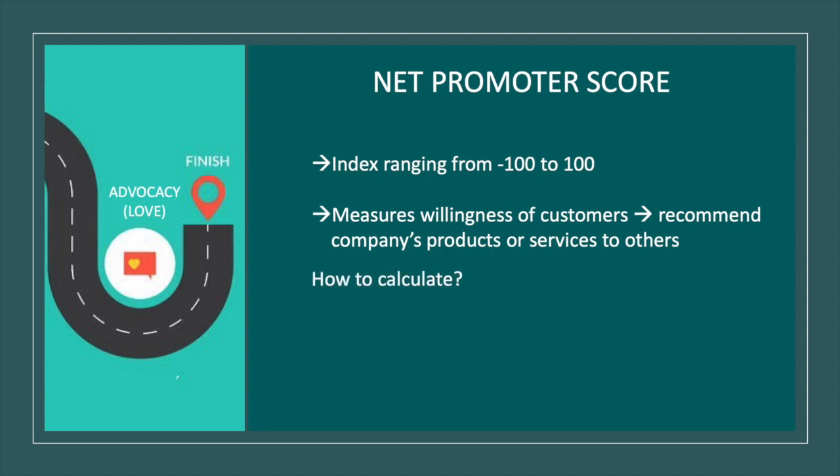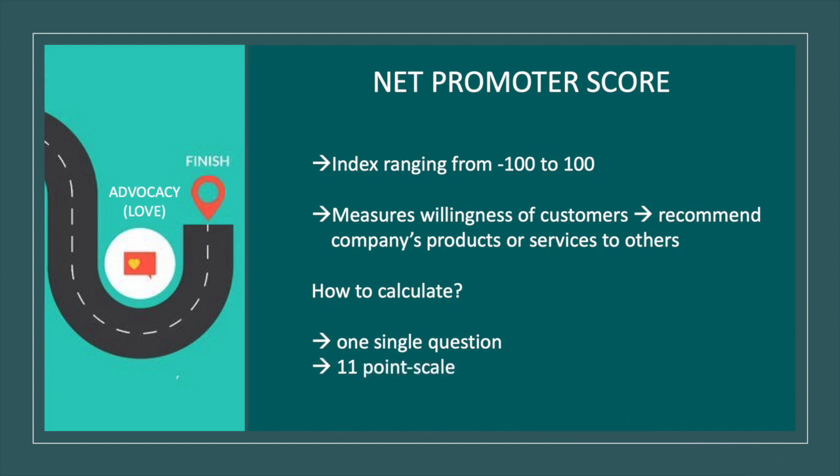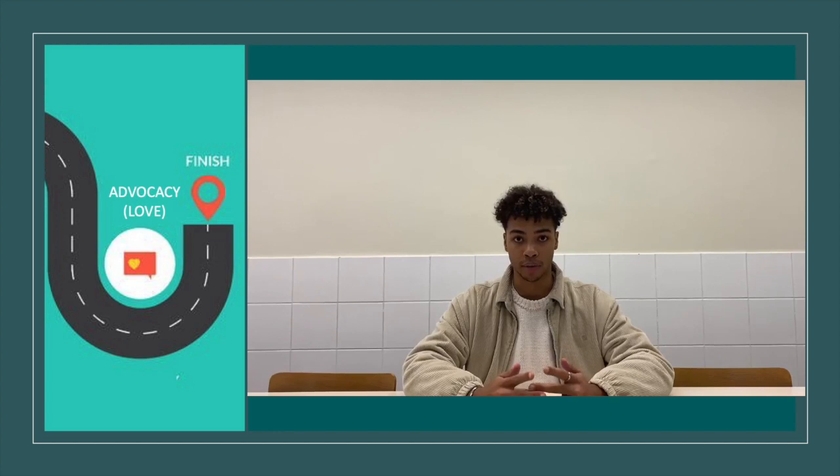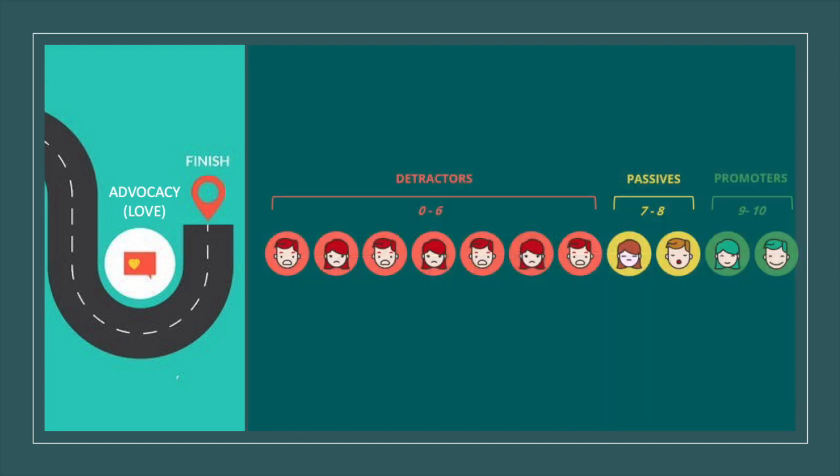It's pretty easy to calculate a Net Promoter Score. They basically ask the customers one single question in a survey, and they're asked to rate on an 11-point scale the likelihood of recommending the company or brand to a friend or colleague. Based on their rating, the customers are classified in 3 different categories, which are the detractors, passives, and promoters.